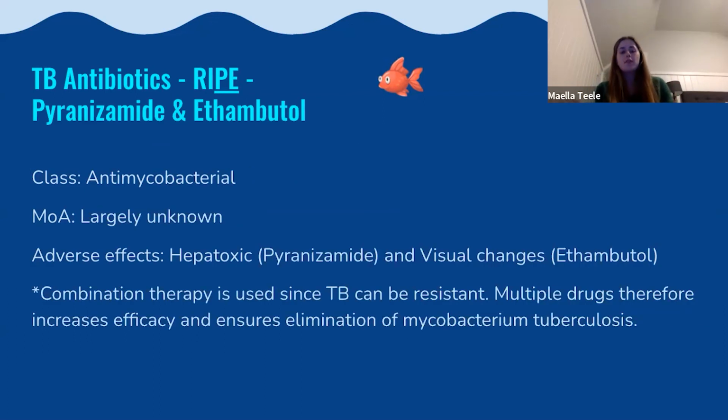And then finally, you've got pyrazinamide and ethambutol. You don't really need to know the mechanisms of action for these ones. They can be hepatotoxic and they can lead to visual changes. But for tuberculosis, it's a very resistant bacterium, so we use combination therapy, hence the RIPE. You use multiple drugs to ensure the elimination and clearance of the infection. So even though you don't really know how the P and E work yet, you know that you need to use these 4 to really combat tuberculosis.